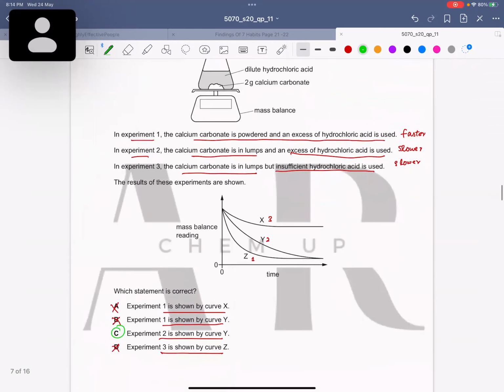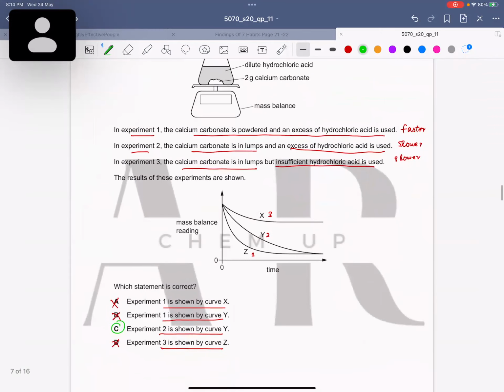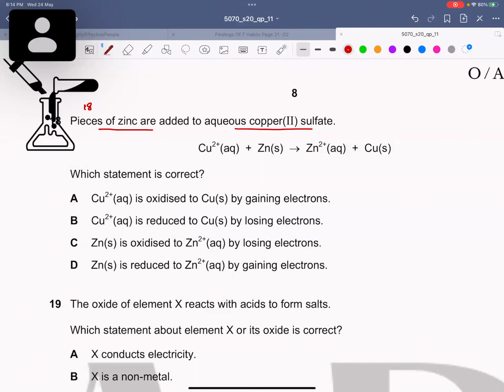Okay. Now, question number 18. A piece of zinc is added to aqueous copper sulfate. Which statement is correct? If you look, copper has a 2 positive charge, and copper turns into a 0 oxidation number. It means a reduction would occur, and if it is reduced, then it is an oxidizing agent. Zinc has a 0 oxidation number and it turns into zinc 2 positive ion, which means oxidation would occur, and it's the reducing agent.